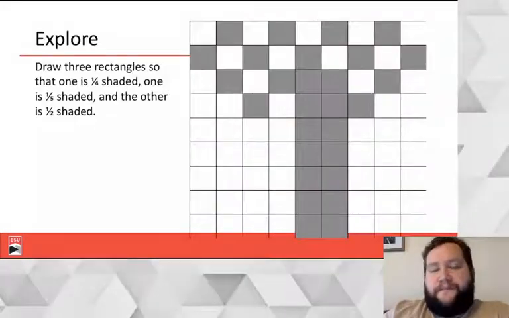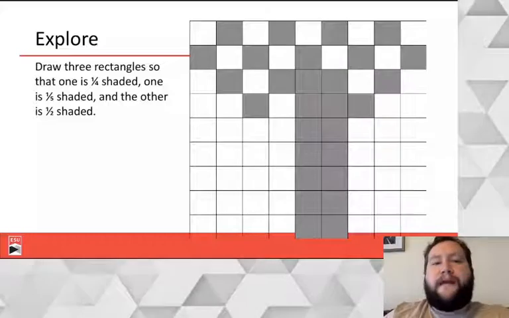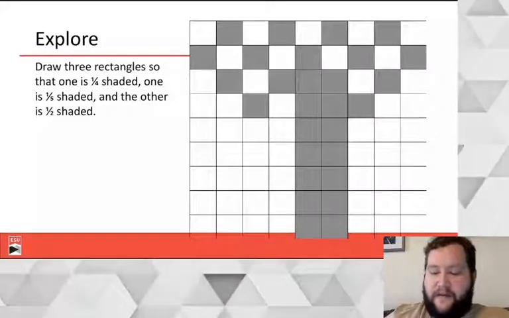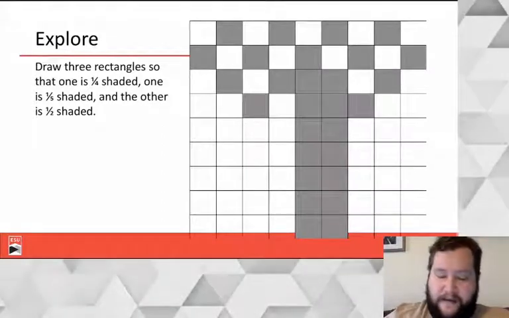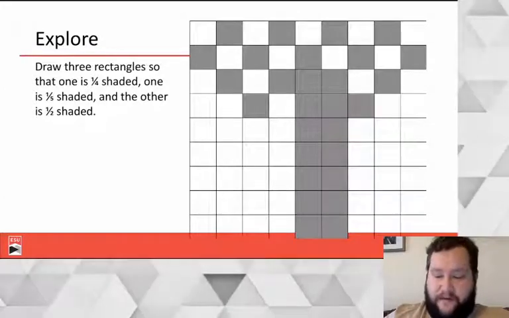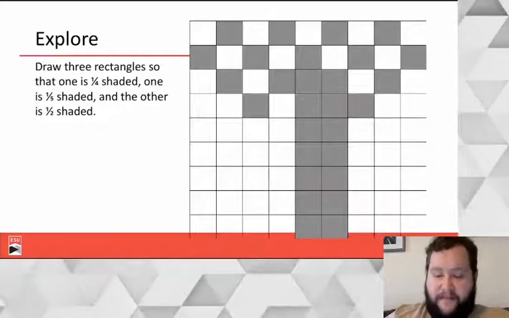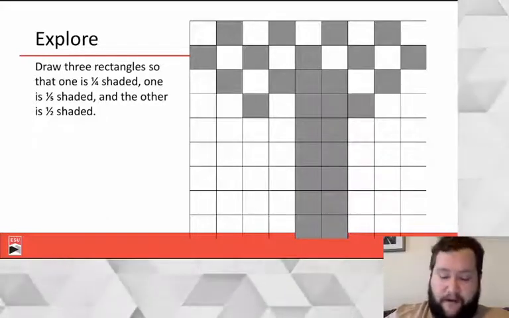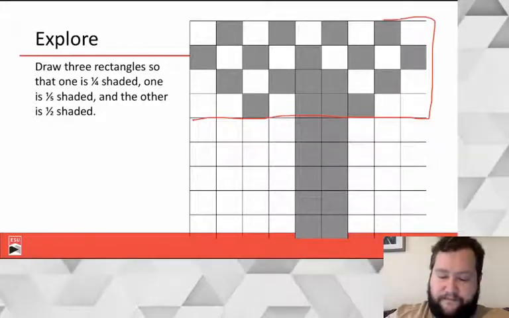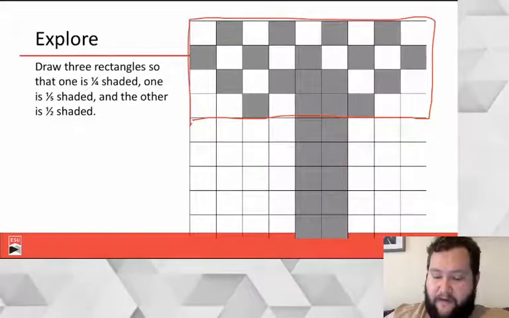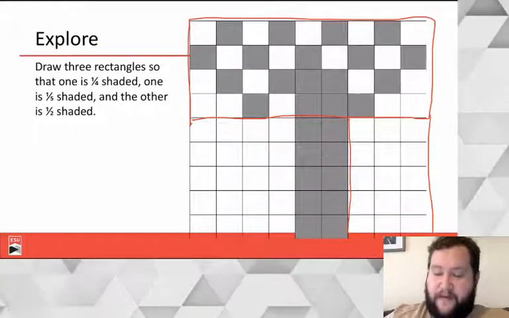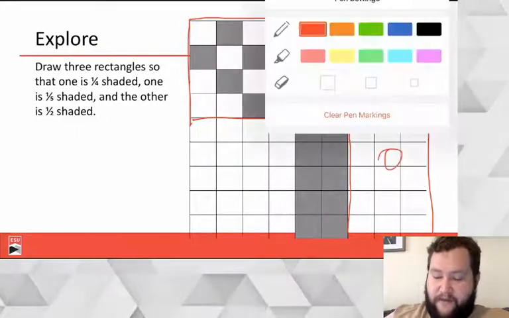Here's another example, but notice the directions have changed. It says draw 3 rectangles so that one is 1/4 shaded, one is 1/5 shaded, and the other is 1/2 shaded. And so this looks like a tree, and that's maybe not up for debate. Maybe it could be broccoli or cauliflower. So we'll go ahead and draw a rectangle here. And then I can't draw a rectangle that's just over here in the corner, because if I did that, that would have none shaded, and we're not looking for one that's 0.